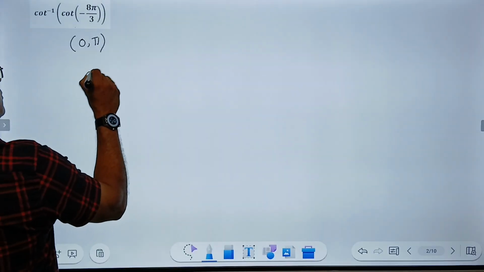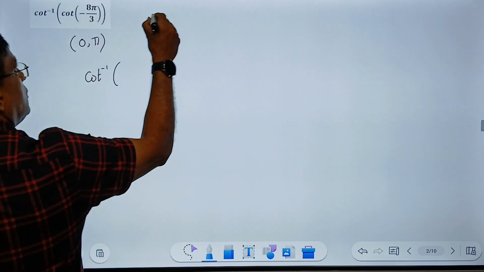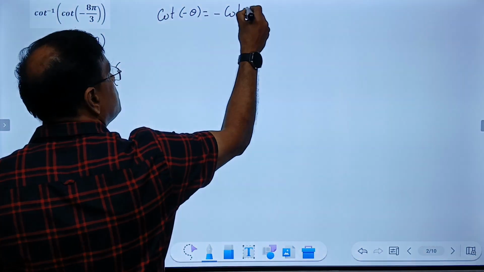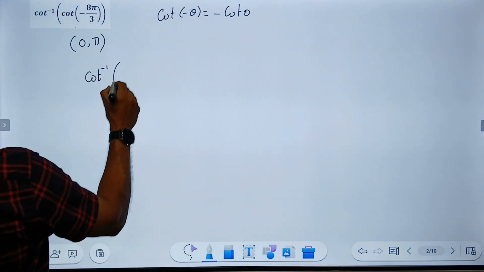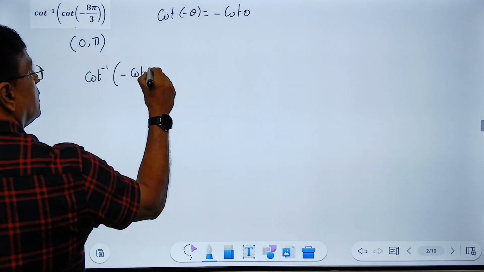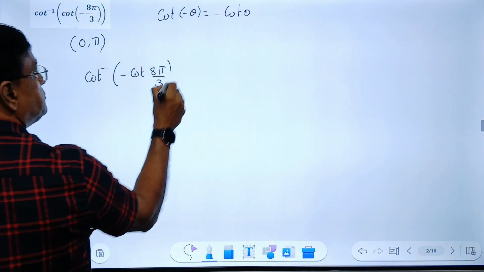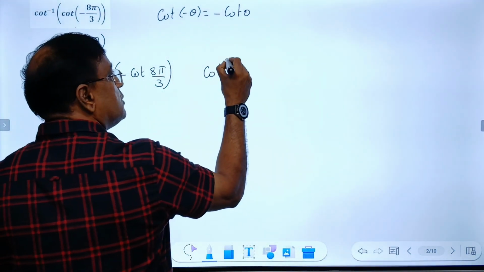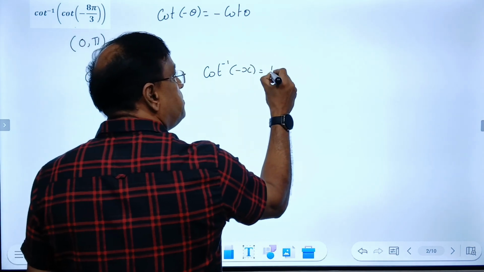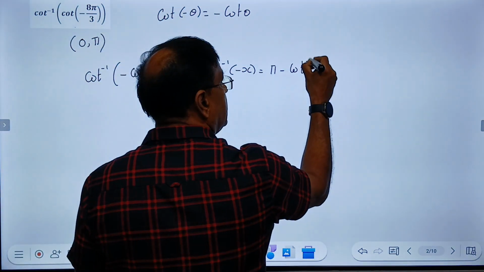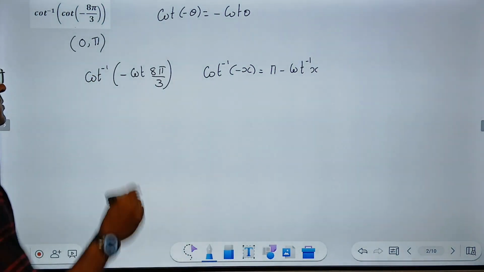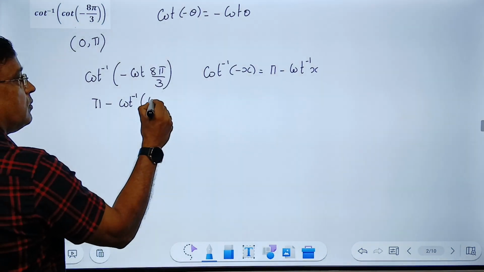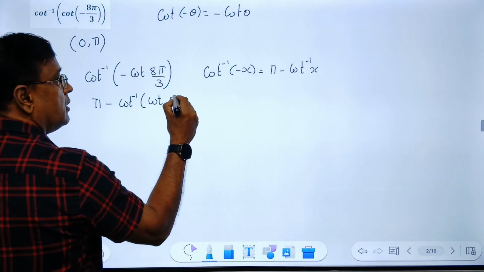Then what I do, I write cot of minus theta is minus cot theta. I make use of this result. So what is that equal to? Minus cot 8 pi by 3. But you also know cot inverse of minus x is pi minus cot inverse of x, isn't it? So if I use that result here, this will be pi minus cot inverse of cot 8 pi by 3.